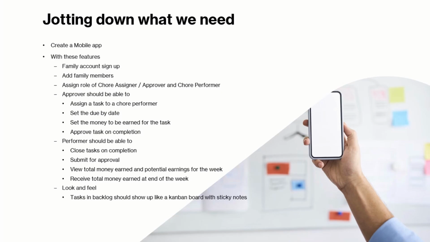Step 1 was to write down the idea I had in my head. We want to create a mobile app, and it should have these basic features. It should allow a family sign up, add the family members, create roles like chore assigner and chore performer. What are the actions that an approver can take, like assign a task, set the due date, set the money, and approve the task on completion? And what are the actions that a performer can take, like close the tasks on completion, submit for approval, view the total money earned, potential earnings for the week, and receive the total money at the end of the week?